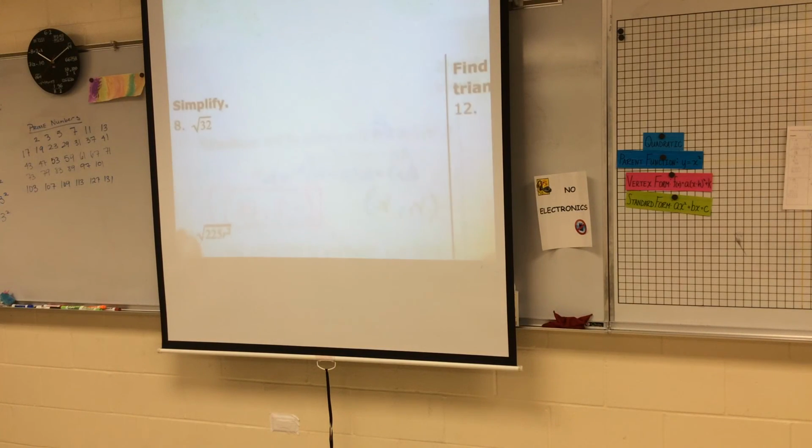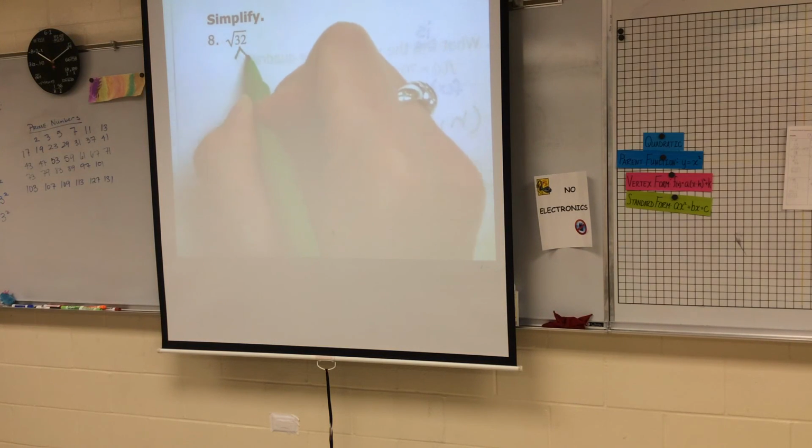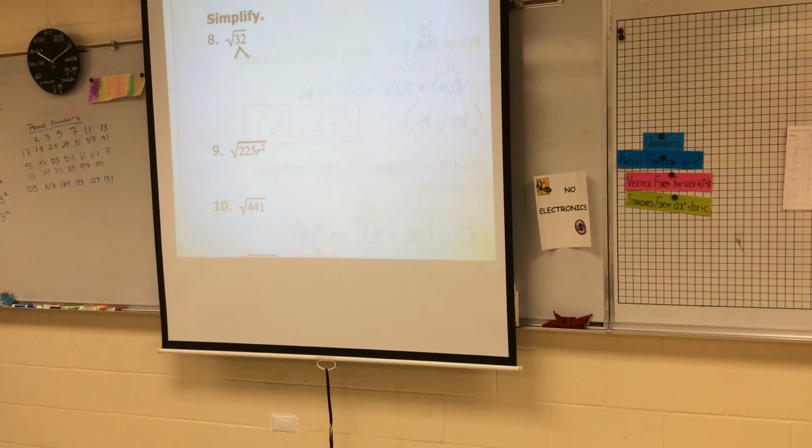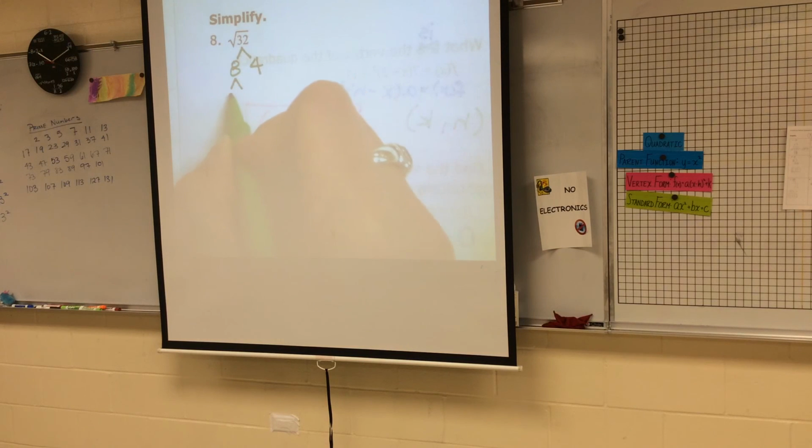We're going to start with number 8. Number 8 says the directions for 8, 9, 10, and 11 are all simplify. Number 8 says the square root of 32. So to simplify that, I want to factor 32. What goes into 32? Ooh, 8 and 4. All right. What goes into 8? 4 and 2.